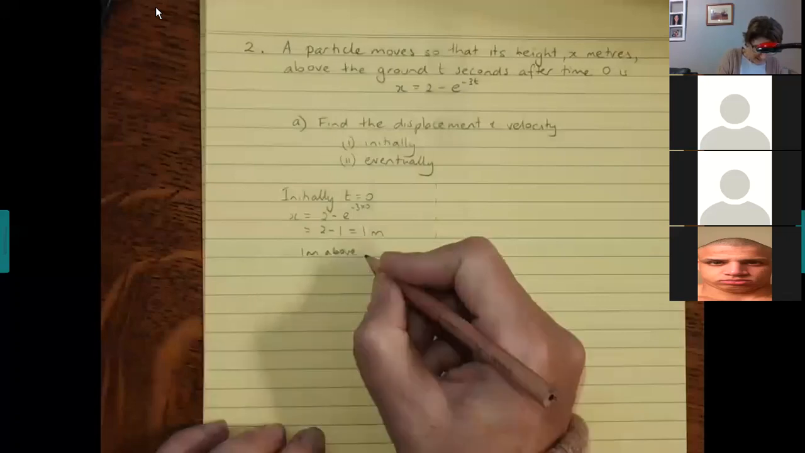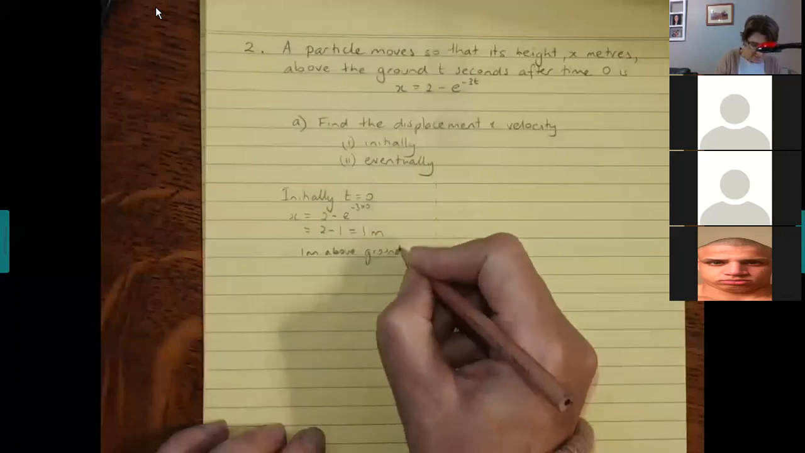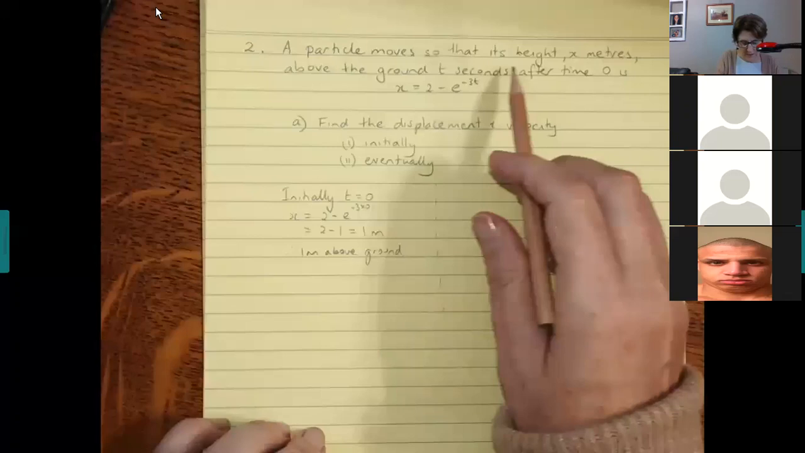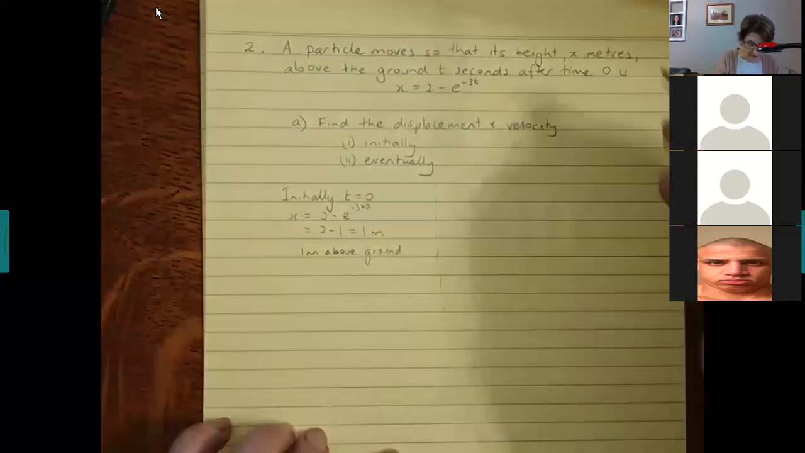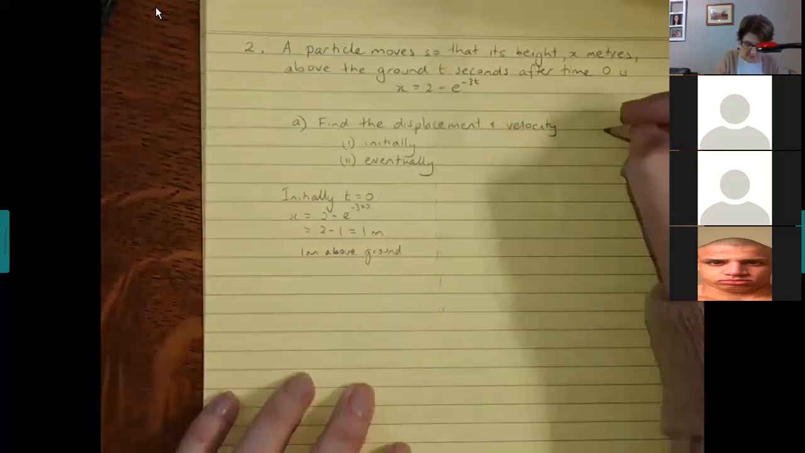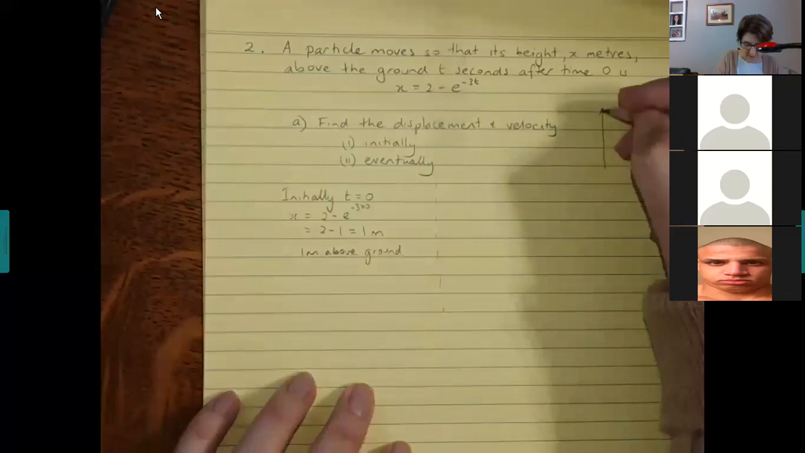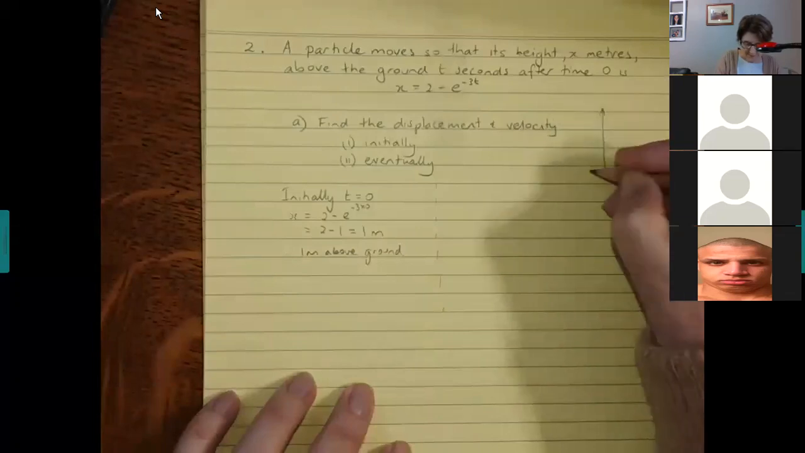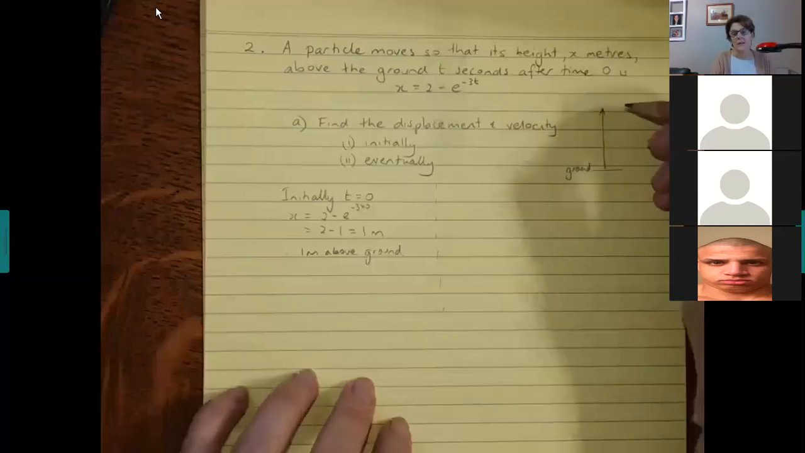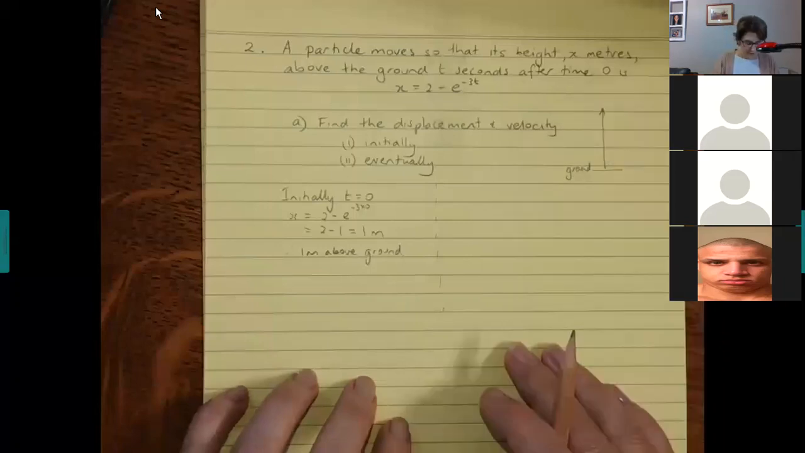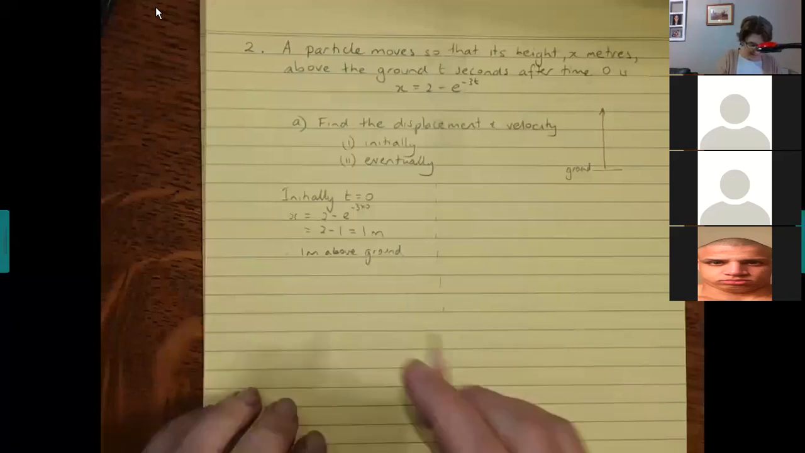Now this particular question is one, because you're talking about a particle moving so that its height, we're actually considering the particle moving. There's your ground, and the particle's moving up. Now, particle. So it's going to move up, and then it's going to come back down again. Okay. So if we then have a look at eventually.